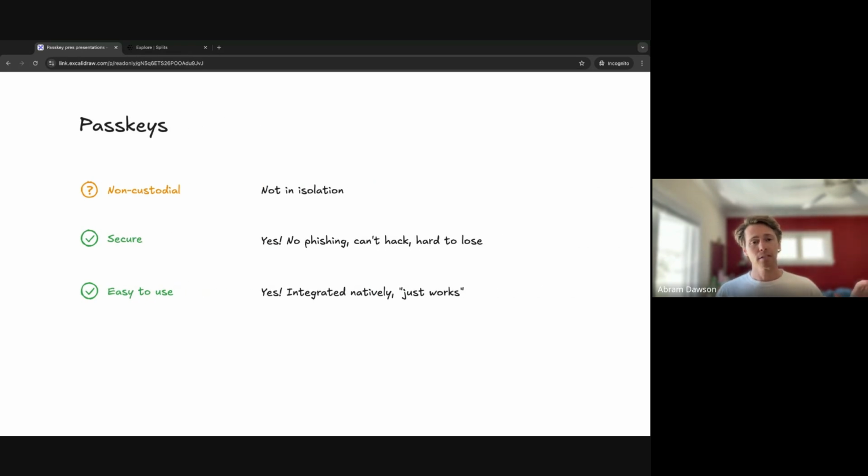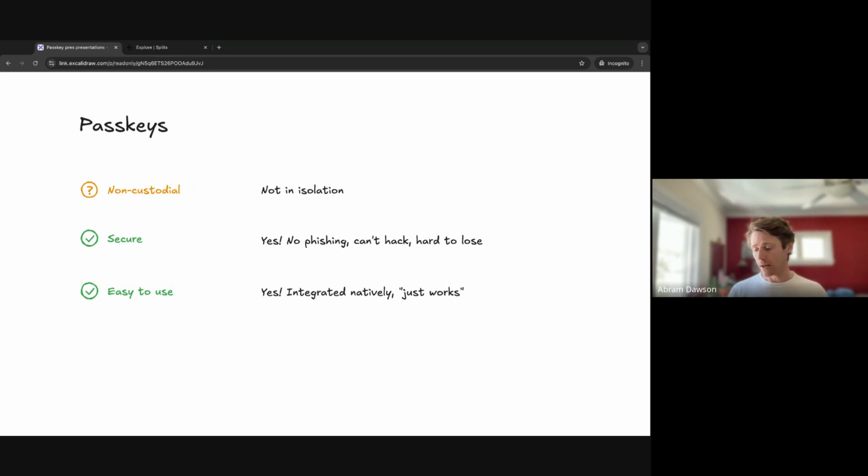So passkeys, right? Are they non-custodial? Not in isolation. This is really, really important, and this is what the next few slides are going to focus on. Passkeys by themselves inherently are not non-custodial. Are they secure? Yes, they're actually super, super secure, right?